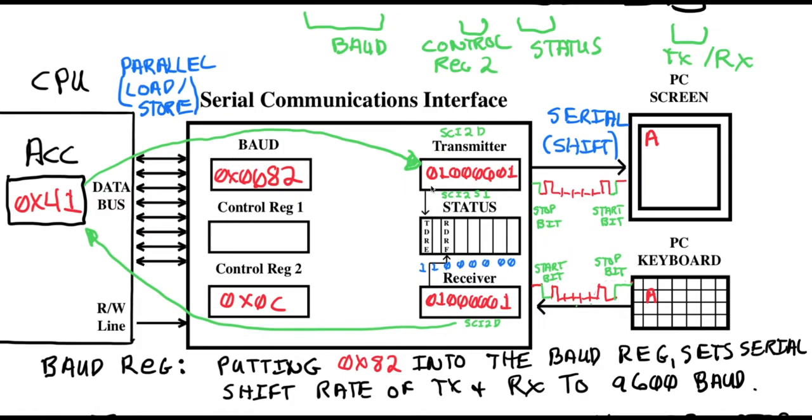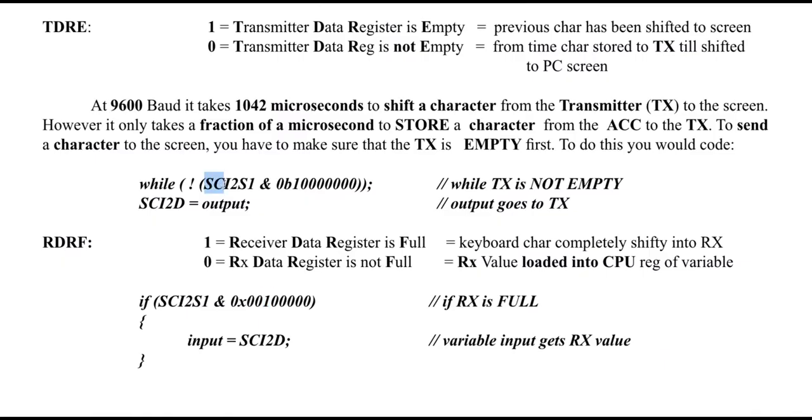Now let's take a look at how we check the TDRE bit and the RDRF bit to see if it's safe to send something or if something has come in. One of the things you're going to find is that SCI2S1 is our status register, which contains TDRE and RDRF. TDRE is the most significant bit here, and down here this is RDRF. So what we have to do is wait for the transmitter data register to be empty. So what we're going to do is take our complete SCI2S1 and AND it with this to separate out the TDRE bit.